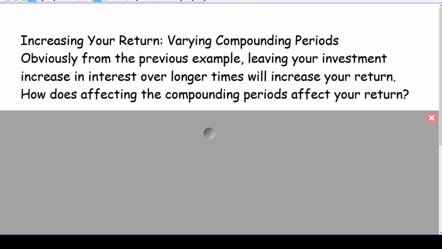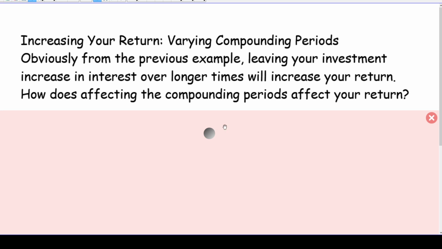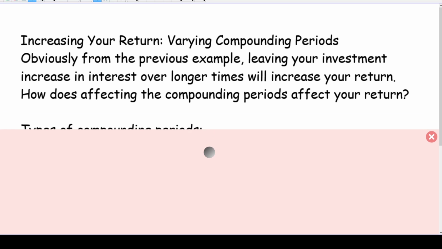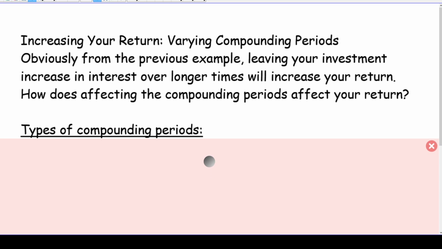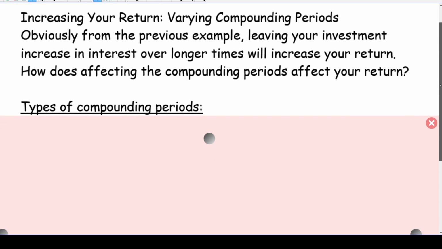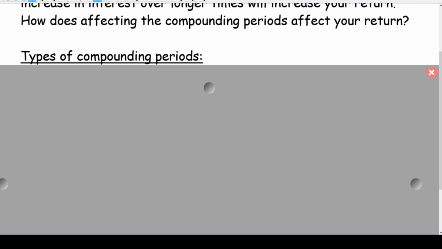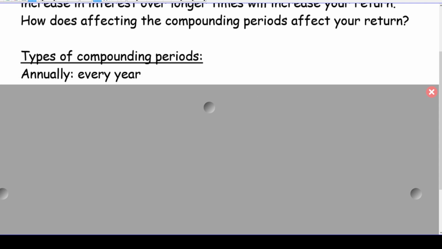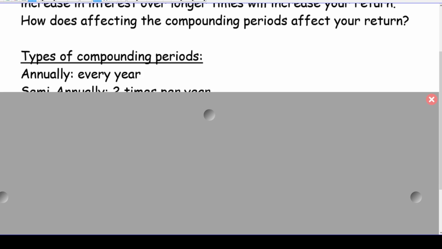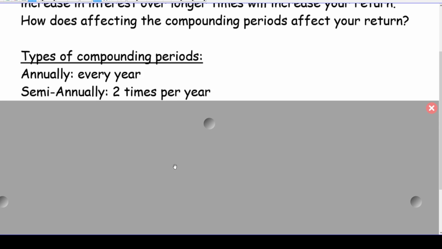Okay, let's talk about varying compounding frequencies now. How does changing the compounding period affect the amount of money that you would get, your return? In order to introduce this properly, I have to first introduce you to some terminology, and you're going to have to know this. Annually means every year. Pretty simple. Semi-annually means twice a year.